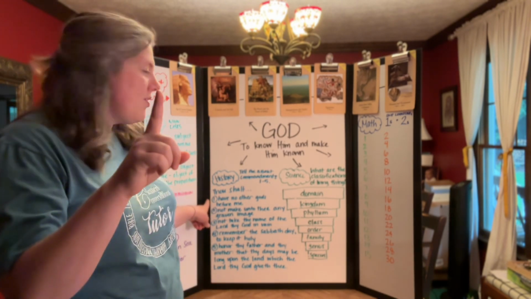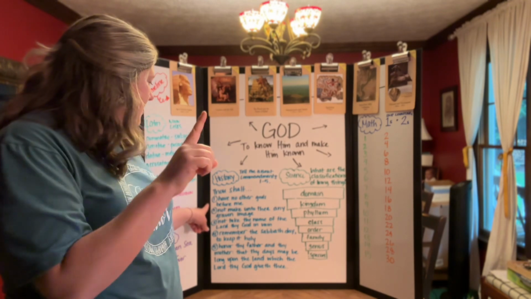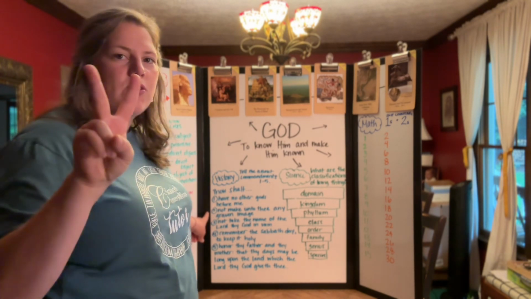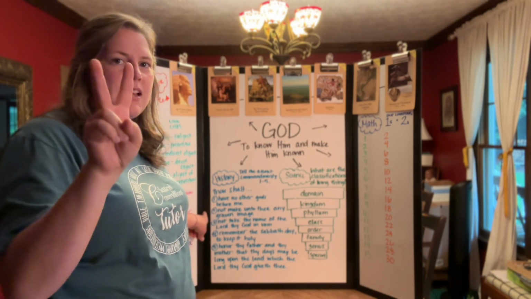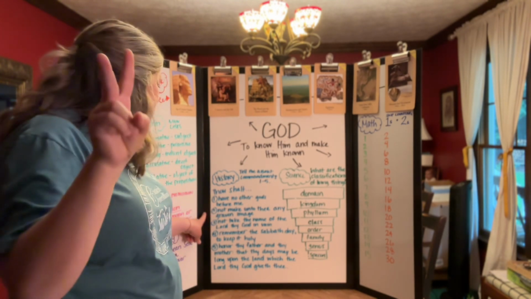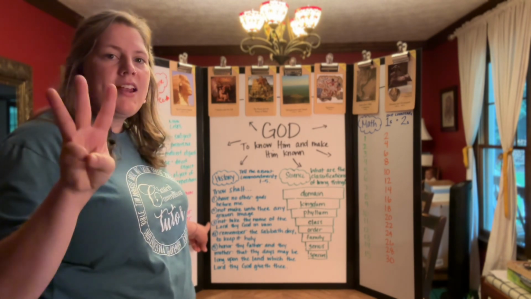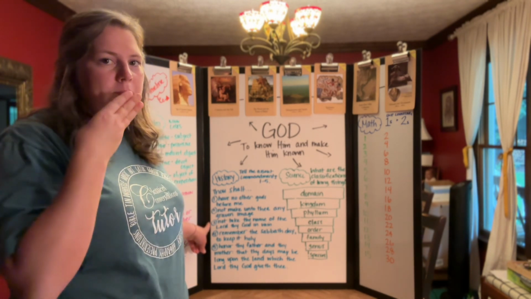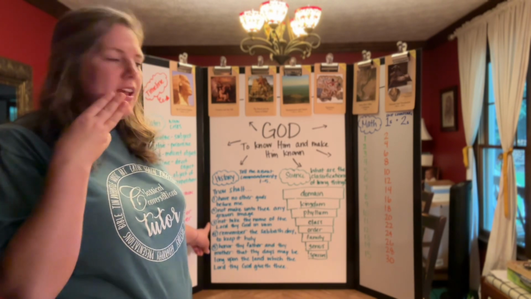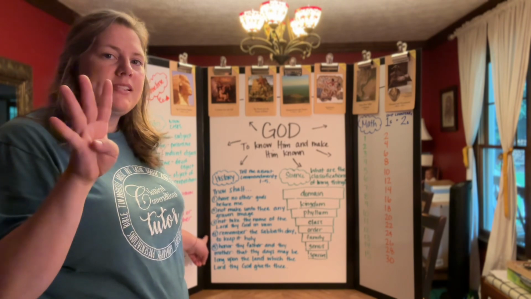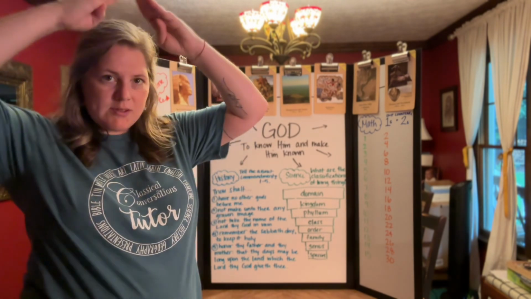So "have no other gods before me," "not make unto thee any graven image." So this is for 2, not make unto thee any graven image. Not take the name of the Lord thy God in vain. So this one's 3, not take the name of the Lord thy God in vain. 4, remember the Sabbath day and keep it holy. That's where there's a little church.